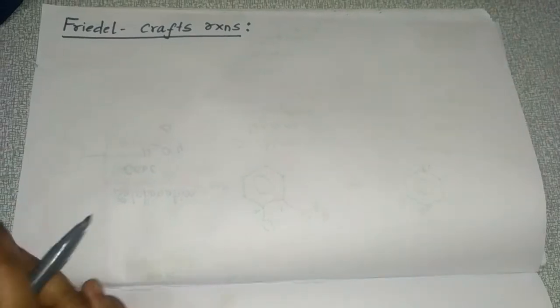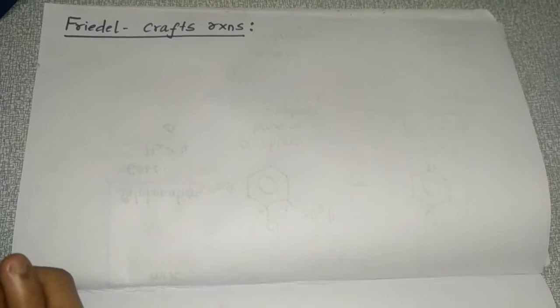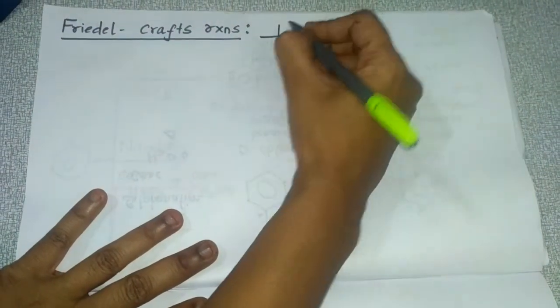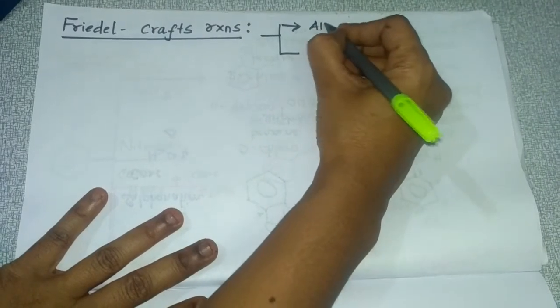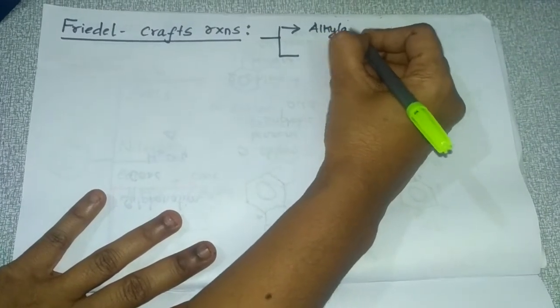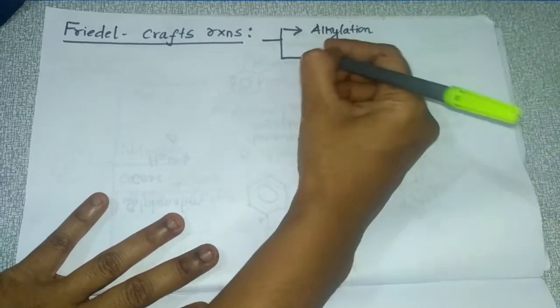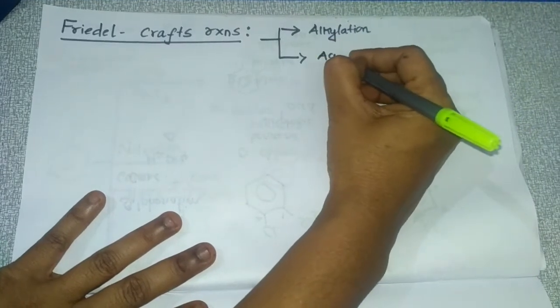So students, in the previous video we learned electrophilic substitution reactions, that is halogenation, nitration, and sulfonation. Next we'll see the Friedel-Crafts reaction. In this Friedel-Crafts reaction we are going to see Friedel-Crafts alkylation and acylation.